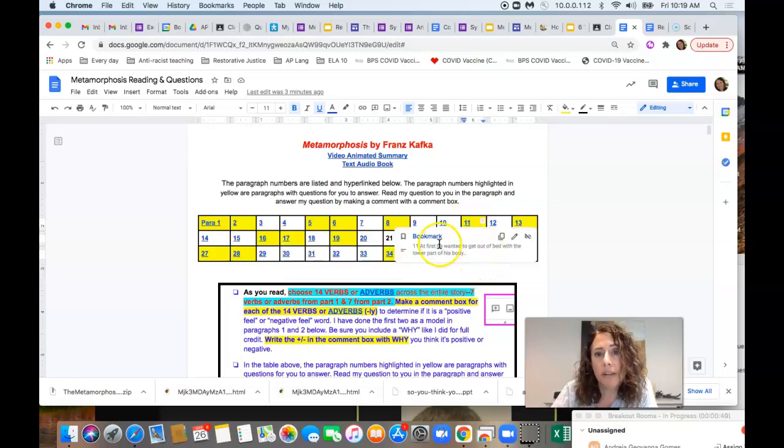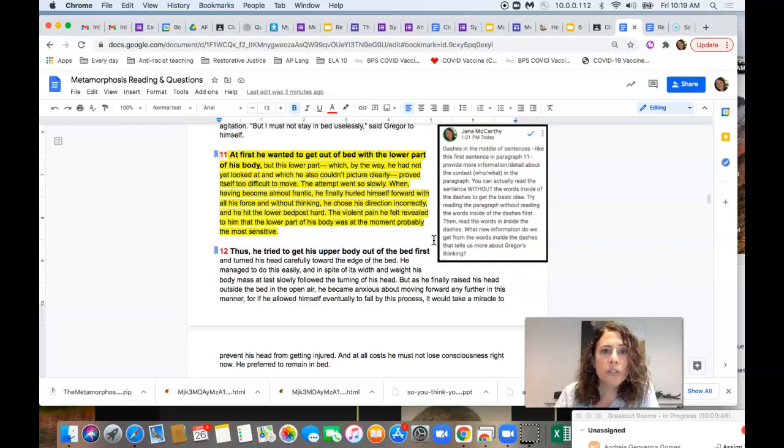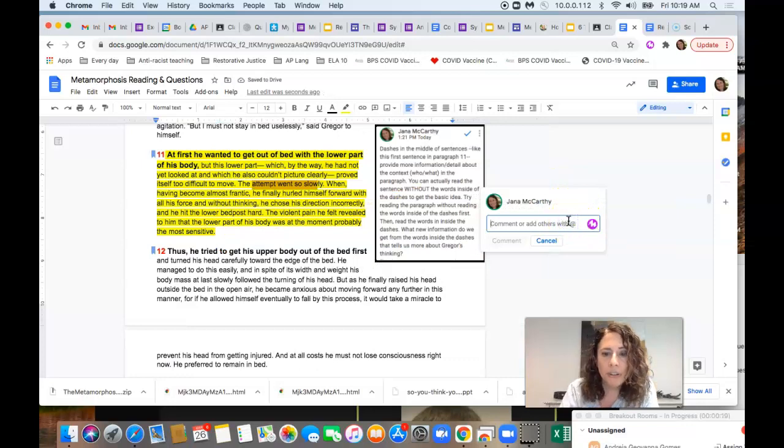Let's say I go to 11, okay? And you can answer these questions as you go. My question is to the right here in the box, okay? I explain something and then I ask you a question. And it has to do with the part that's highlighted. So here it is, the entire paragraph 11. I'm asking you to consider this question. You're going to write your answer by making a comment. So you highlight something in that paragraph, you click on this little add comment feature, and you write your answer here. Okay?